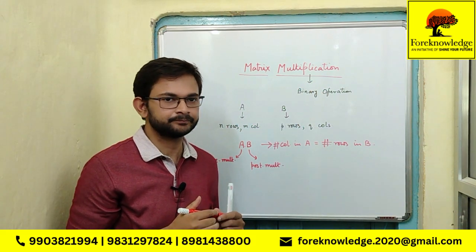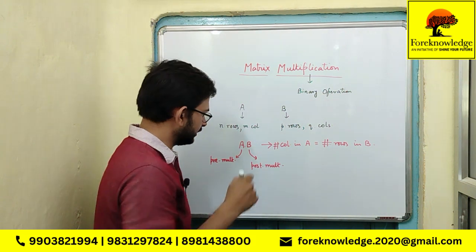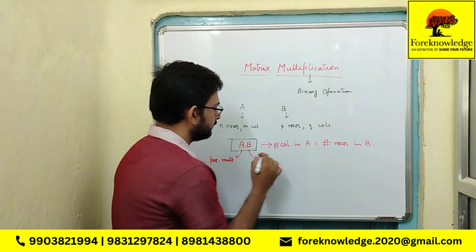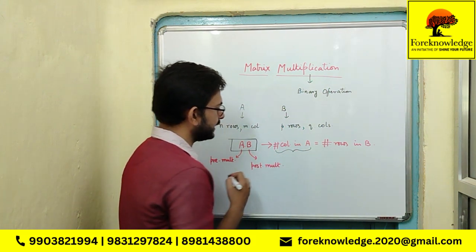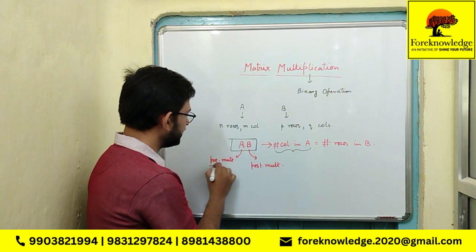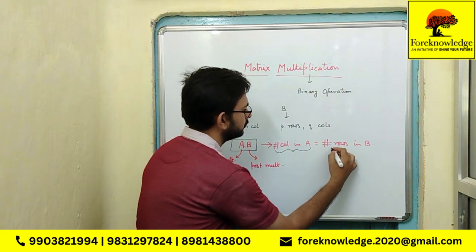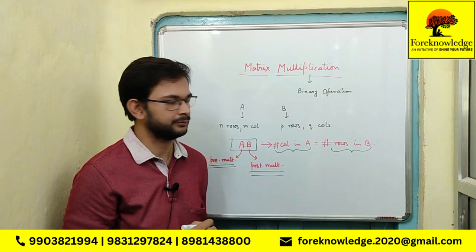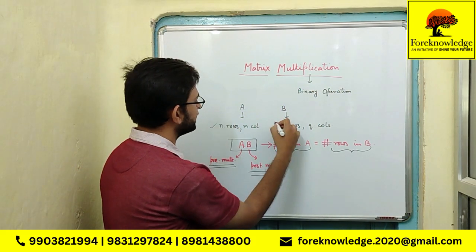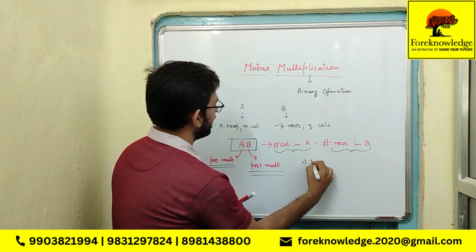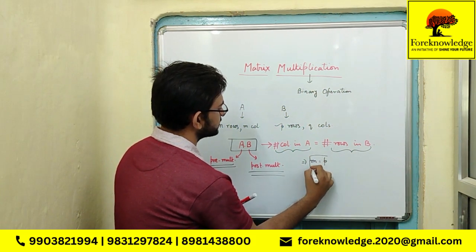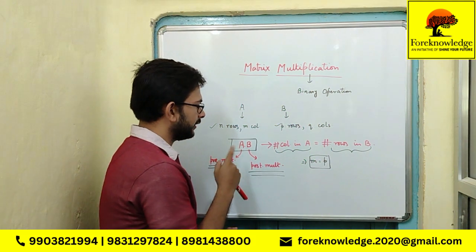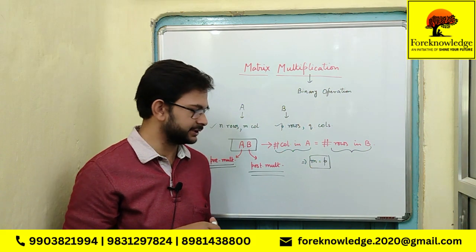Is this clear? We must have A into B to be defined or compatible. The number of columns in A, that is, the number of columns in the pre-multiplier, should be equal to the number of rows in the post-multiplier. That means in the above example, we must have M equal to P. Otherwise we cannot perform the multiplication.